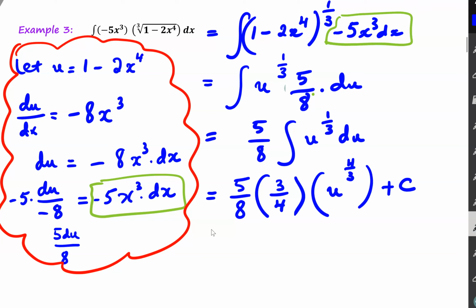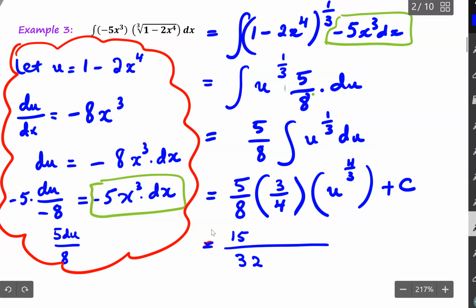So let's see what we have. We can simplify this to be equal to 15 over 32, and I will replace u by 1 minus 2x to the exponent 4, all of that raised to the exponent 4 over 3, plus c.